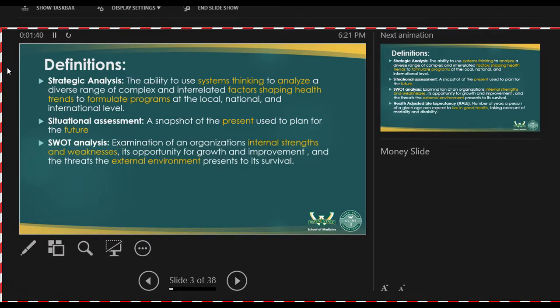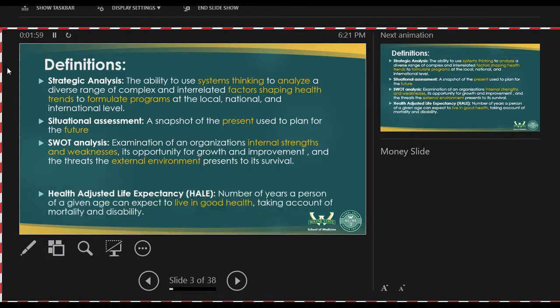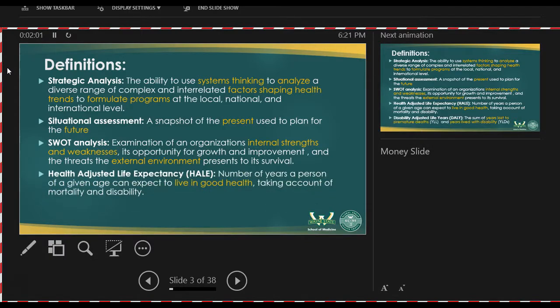SWOT analysis is a type of examination of an organization. It was initially developed for Fortune 500 companies, and now it has moved on to public health and health-related aspects, where the internal strengths and weaknesses of organizations are evaluated, along with its opportunities for growth and improvement, and the threats the external environment presents to its survival. We have HALE and DALY. HALE is the number of years a person of a given age can expect to live in good health, taking into account mortality and disability.